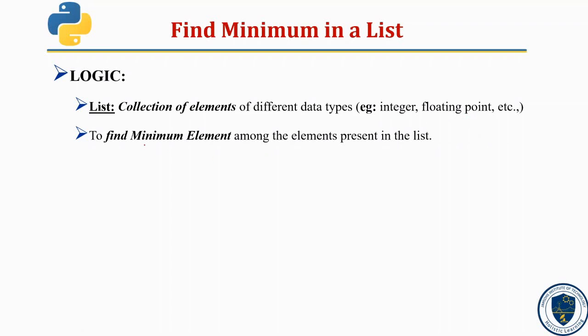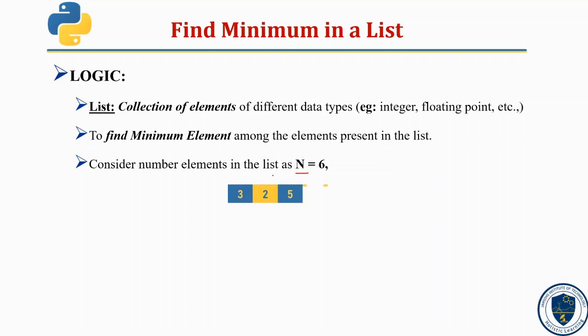The question here is, we have to find the minimum element among the elements present in the list. For that, I am going to consider a total of 6 elements. I am getting the input as 6, the total number of elements, and I am storing it in the name n. Next, I am going to take those 6 numbers. You can see those 6 numbers are 3, 2, 5, 7, 1 and the last number I have received as 4. So I am going to find the minimum number from all these 6 numbers.